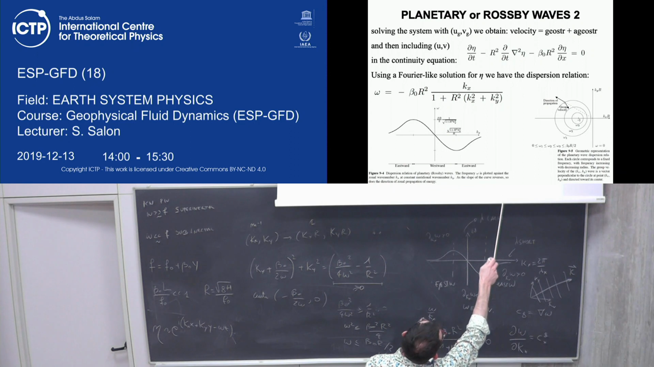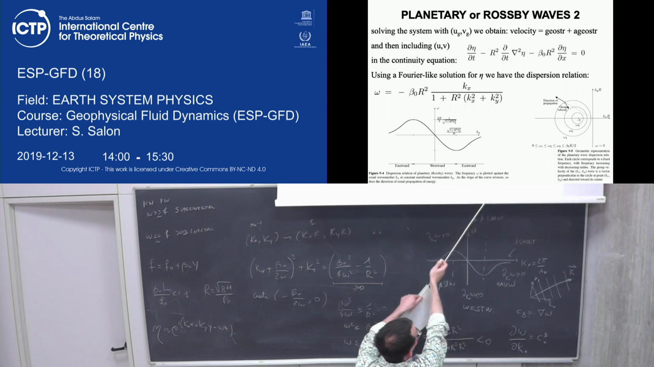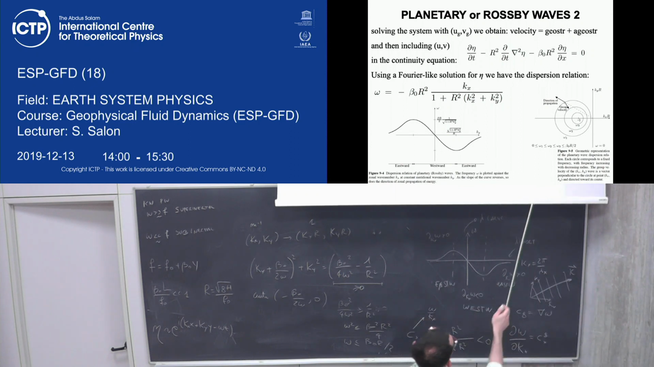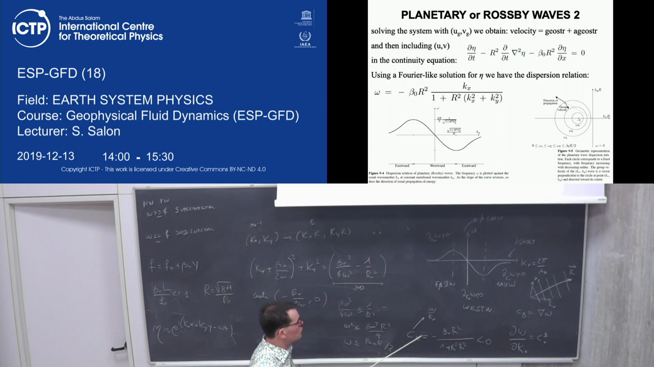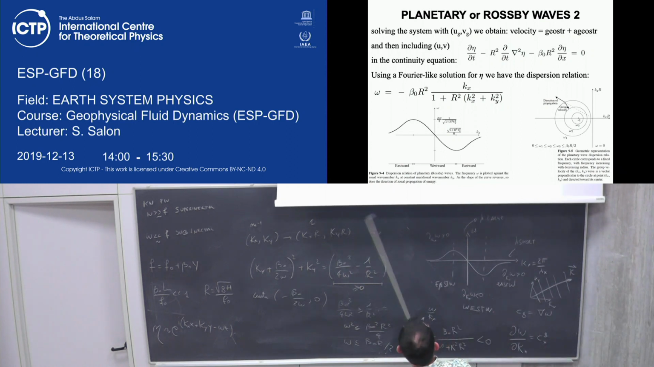And it will always be like this because the group velocity will always point toward the center, while the direction of propagation, which is simply related to the phase velocity, will always be in this direction, always with kx, with the Cx negative. Okay?